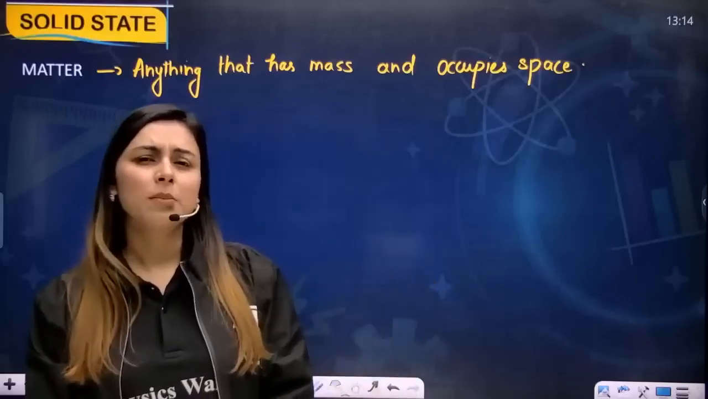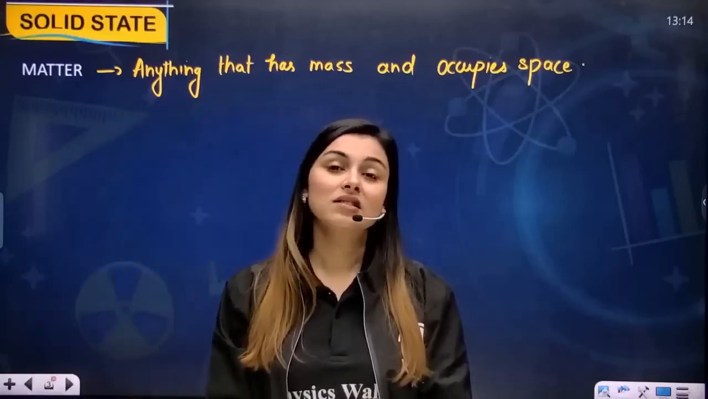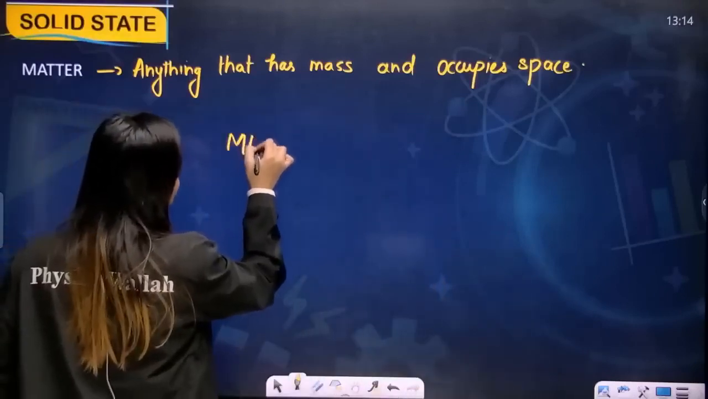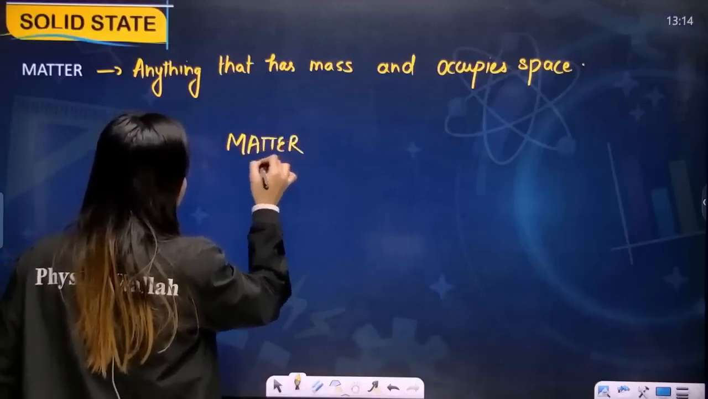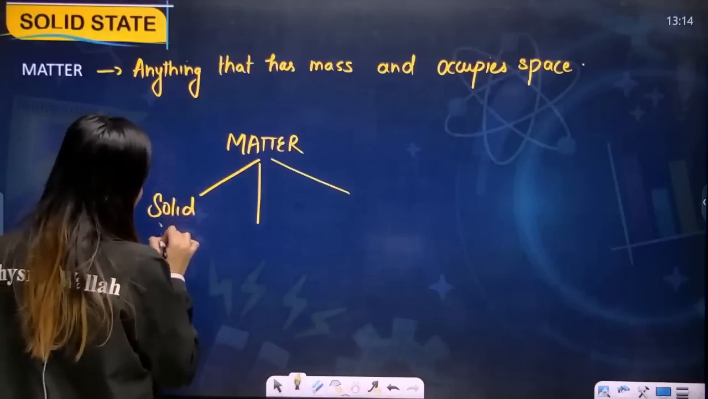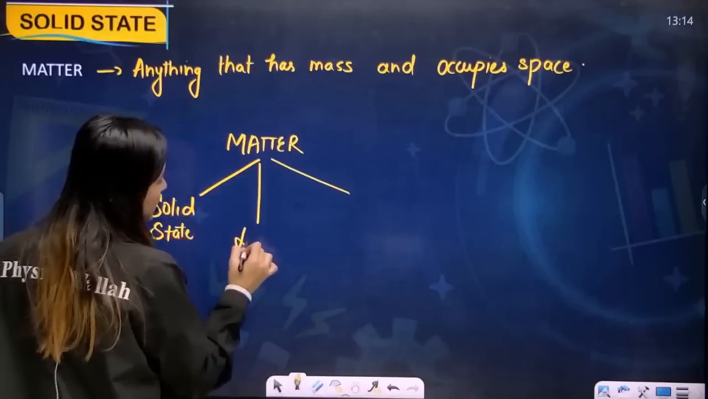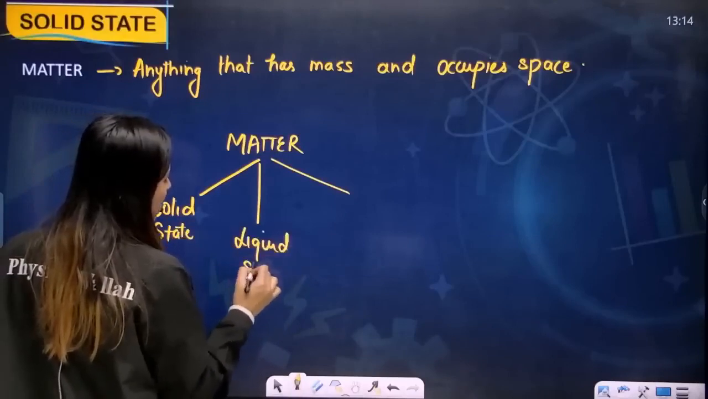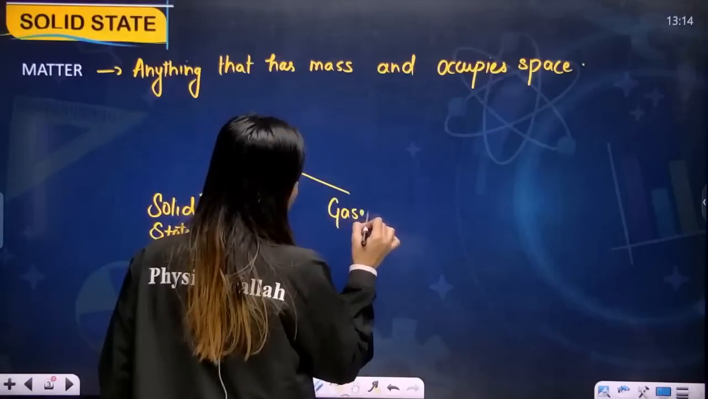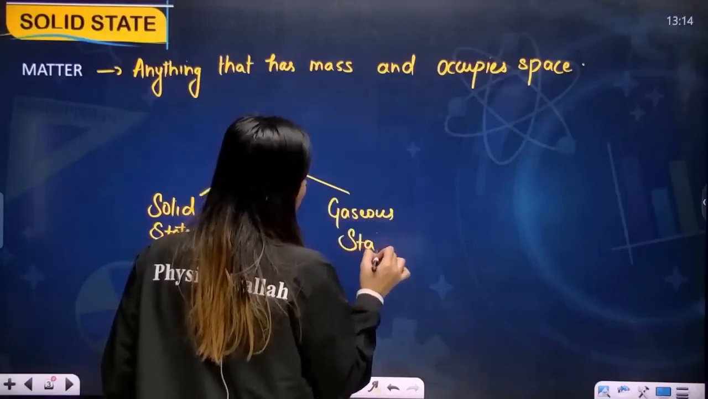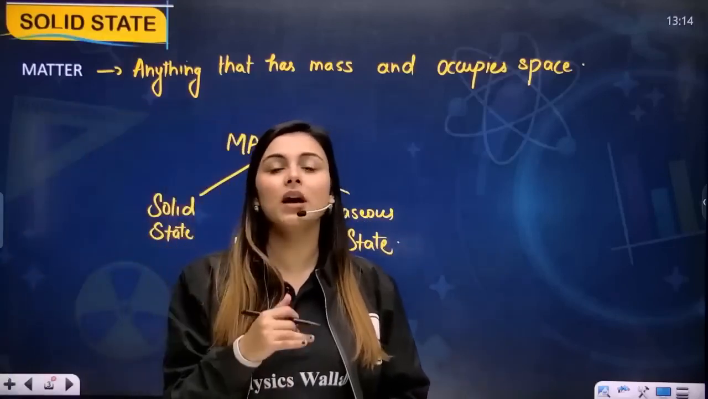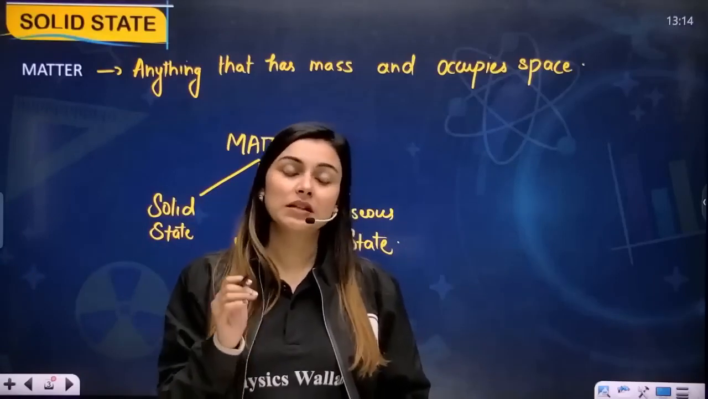If we talk about matter, then matter can exist in various different forms, right? So let's discuss that. My dear students, matter can be in solid state, it can be in liquid state, or it can be in gaseous state. There are other states as well. There are n number of other states, my dear students. But in our syllabus, we are going to discuss only these three main states.